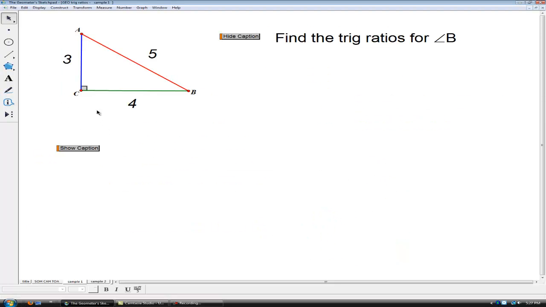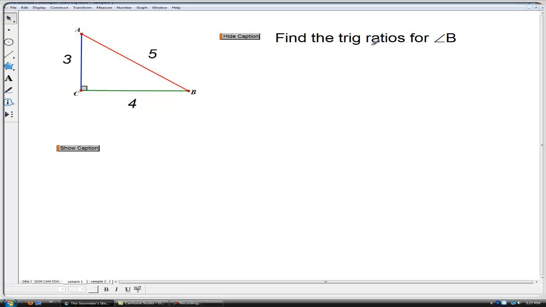Let's do a little sample problem where we're given a Pythagorean triple, the most well-known right triangle, the 3, 4, 5. And what we're asked to find are the trig ratios for angle B. So let's start with sine B. First, let's locate angle B. Sine is opposite over hypotenuse. So sine B is 3/5.